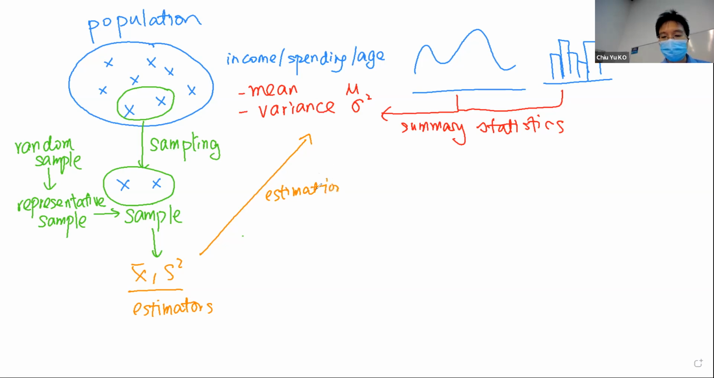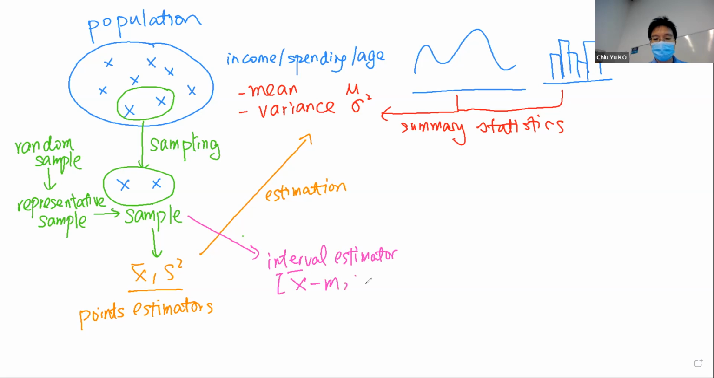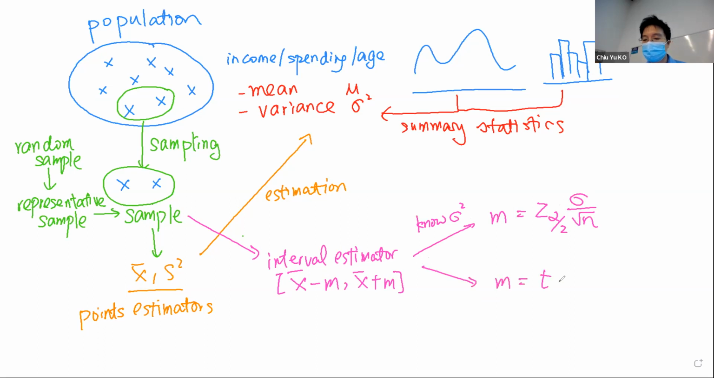So that is what we have covered. In particular, we talked about these being point estimators. And we also talked about another thing, which is what we call the interval estimator. We have x bar minus M and x bar plus M. If we know sigma square, M will be just Z alpha over 2 times sigma over root n. If not, then M is just t n minus 1, alpha over 2, times S over root n.